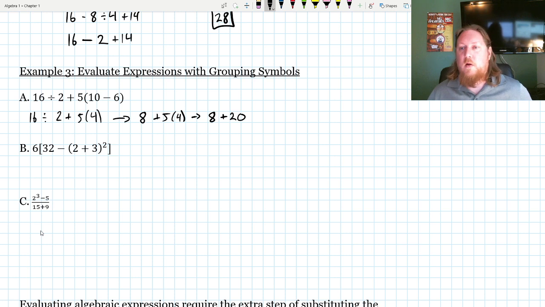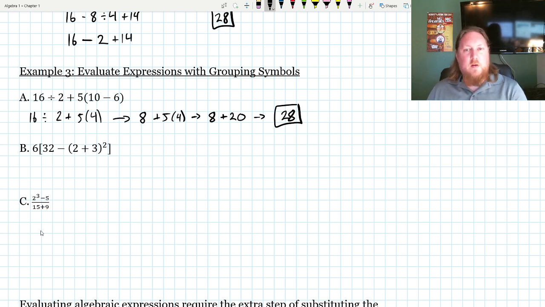And I have taken care of all the multiplication. The only thing left I've got to do is add. So I just add 8 and 20, and I get 28. And there is my final answer.